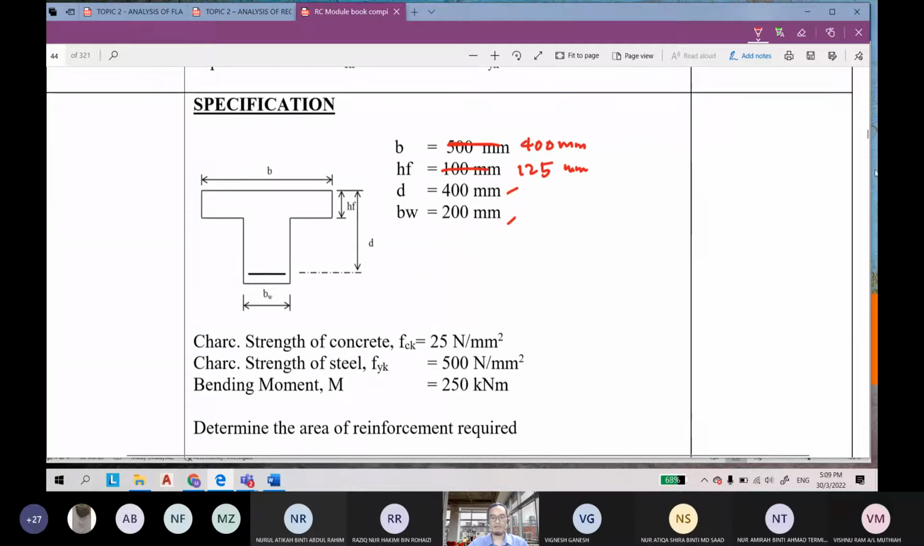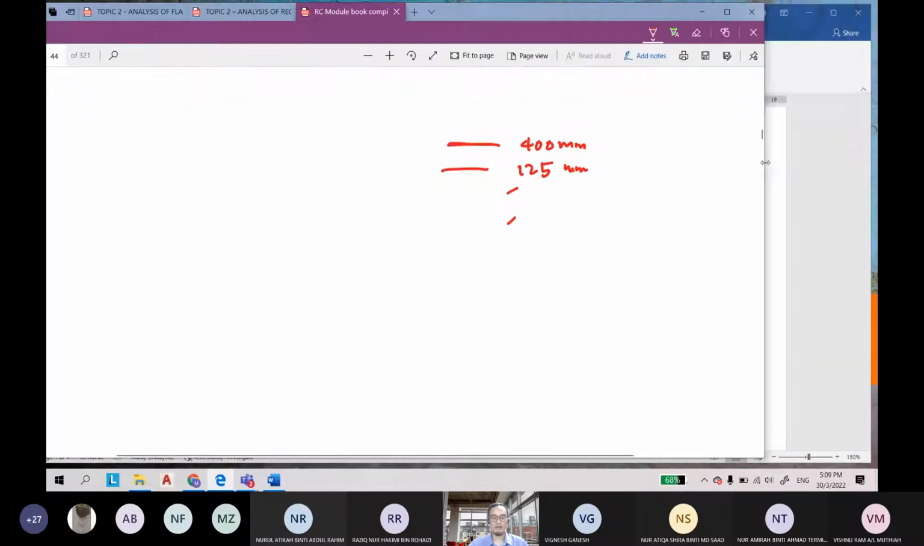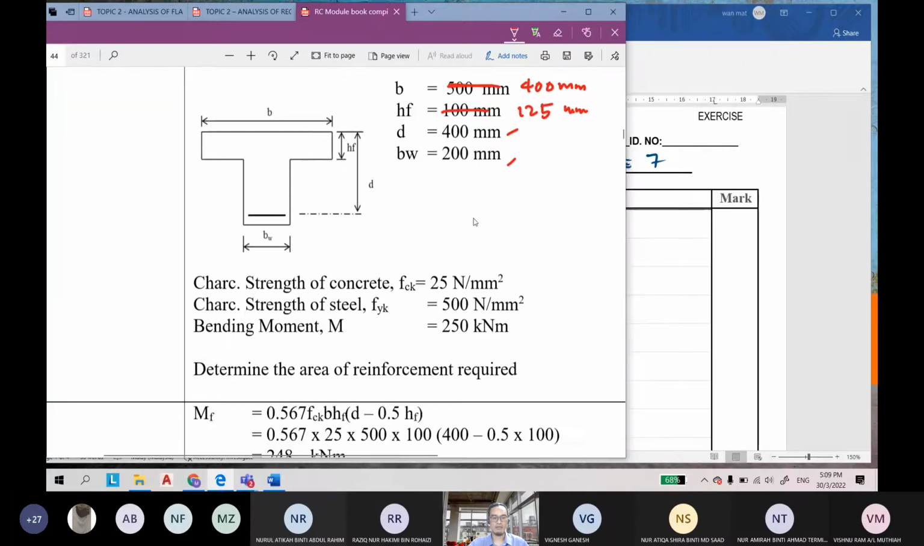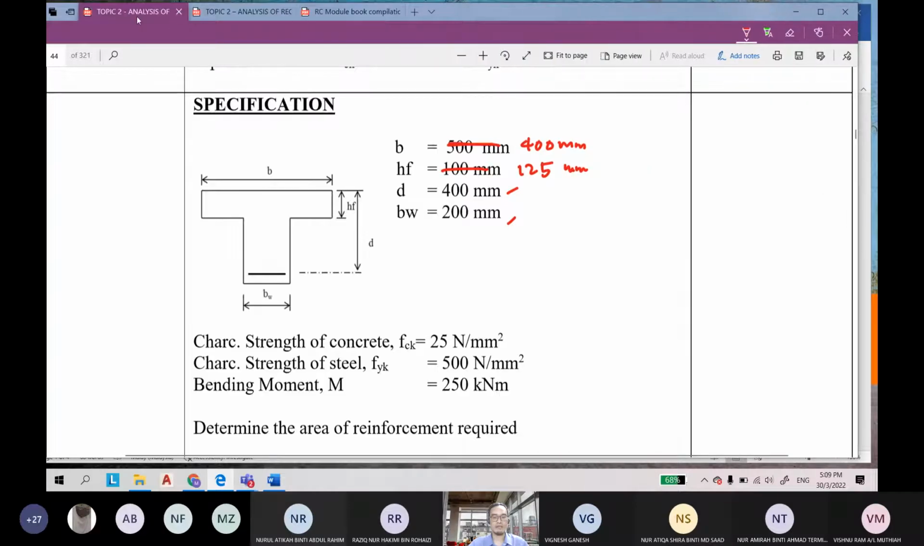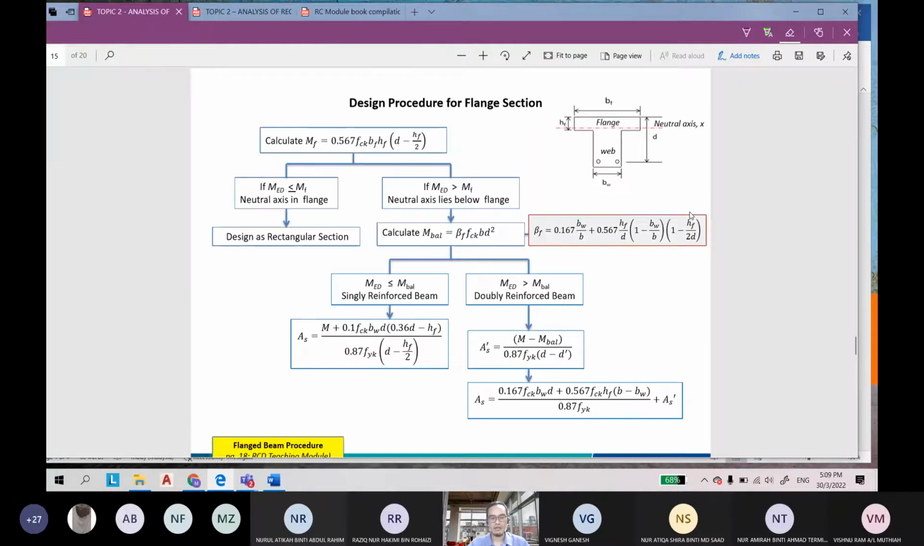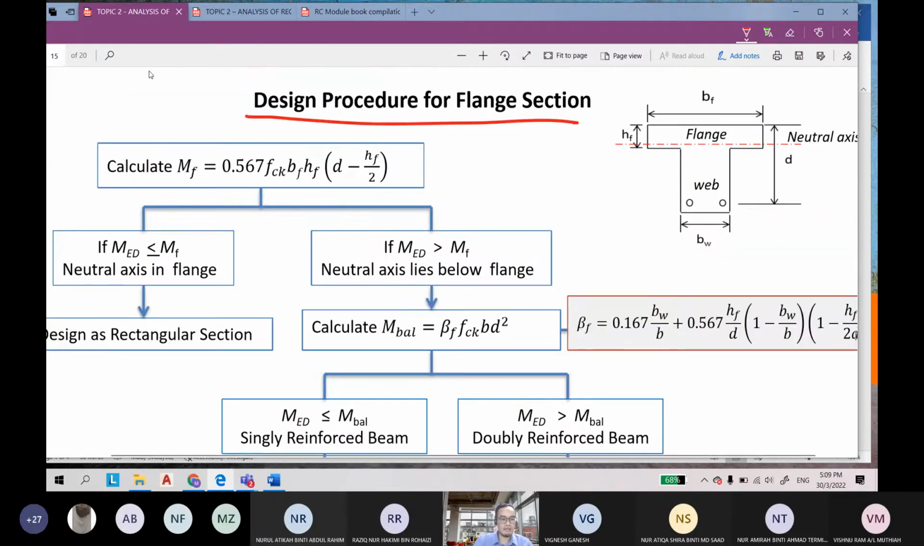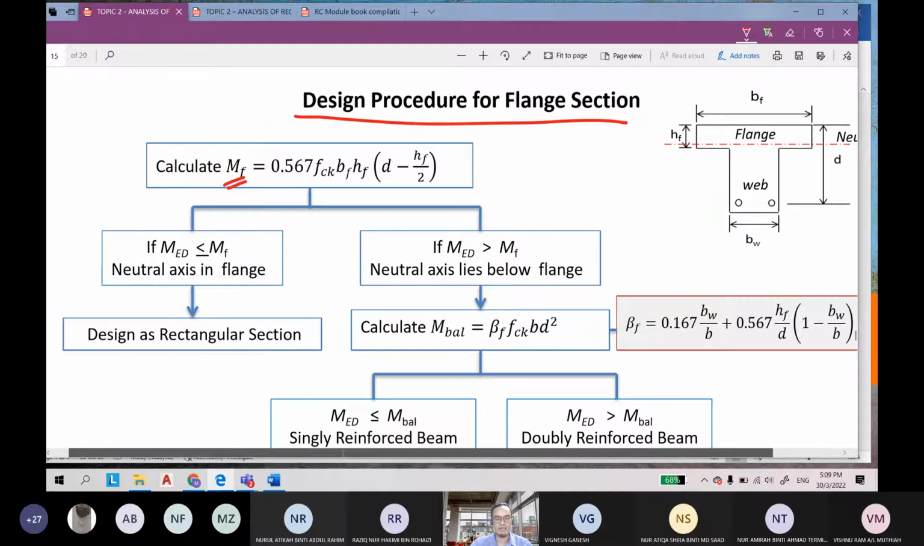You can refer to your module later, with some adjustment. What we are going to do is refer back to these notes. I believe you have these notes. The design procedure for flange sections is as follows. First of all, if you are given the bending moment and you want to design the flexural reinforcement for flange sections, you must check the value of MF. I believe this equation will be given during the final exam.